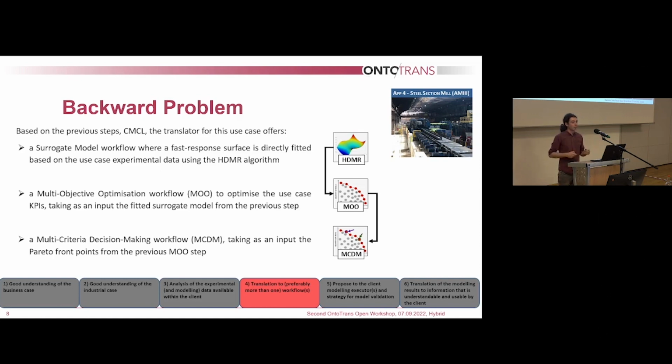And then we used a multi-criteria decision-making algorithm to distinguish between these, to rank them and to find the best results. So do we care more about final mechanical property A or B? You could give all those weights and limits. So yeah, that was the backward problem.